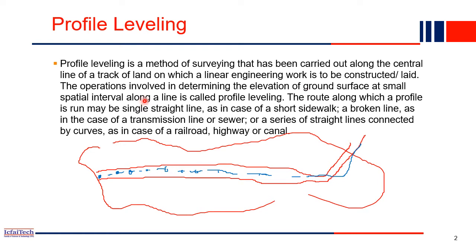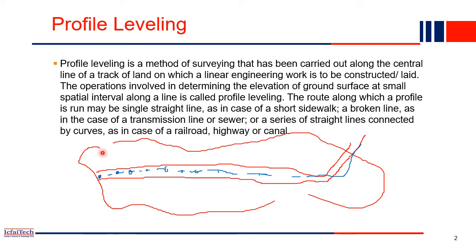The operation of determining the elevation of the ground surface at small spatial intervals along the line is called profile leveling. Basically at every 10-meter interval, or 15 or 20, depending on the project, we take points, and at each intermediate point we find the elevation. The route along which a profile is run may be a single straight line, as in the case of a short roadway, or a broken line, or in the case of transmission lines and sewer lines.